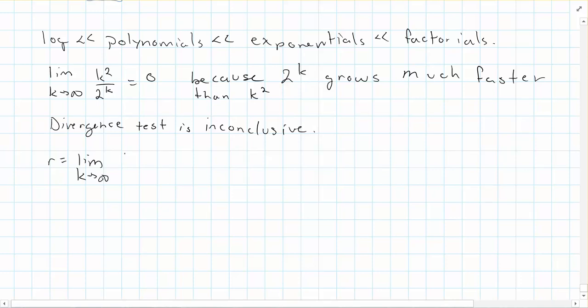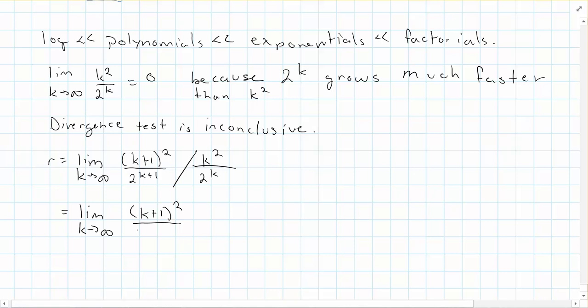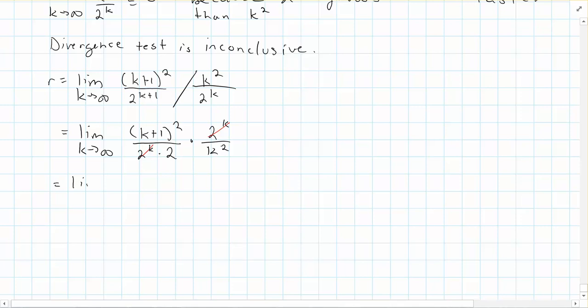k plus 1 squared over 2 to the k plus 1 divided by k squared over 2 to the k, which is the limit as k goes to infinity of k plus 1 squared over 2 to the k times 2, times 2 to the k over k squared. My 2 to the k's would cancel, and so this would be equal to the limit as k goes to infinity of k plus 1 squared over 2k squared.